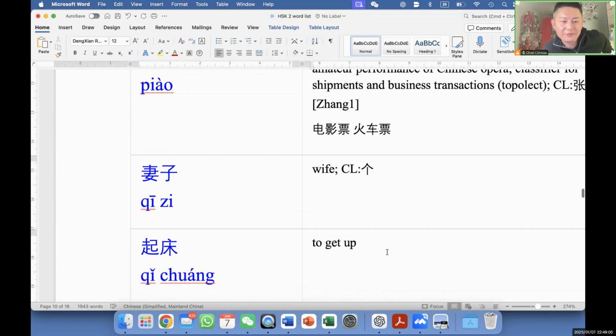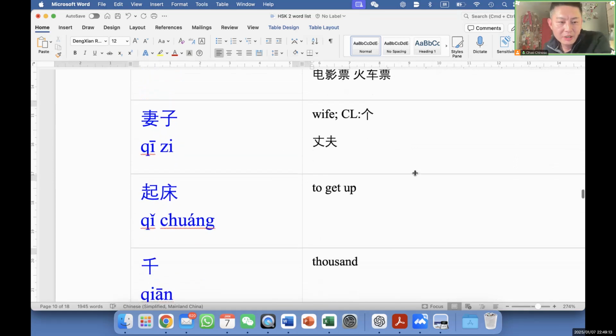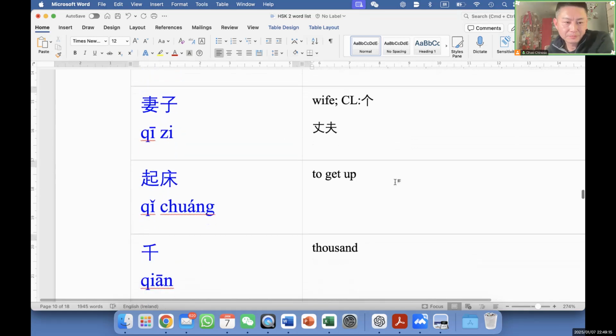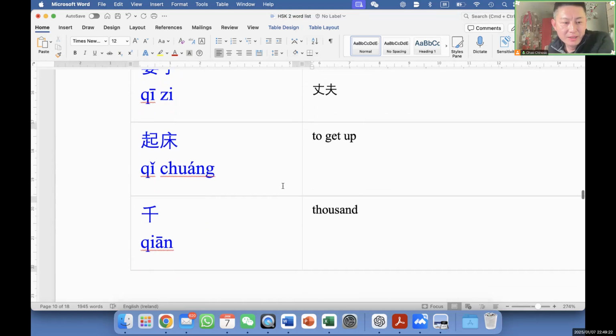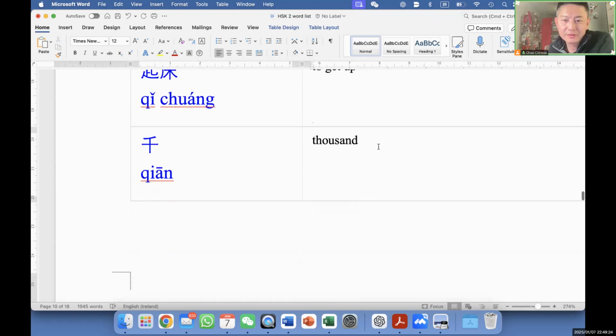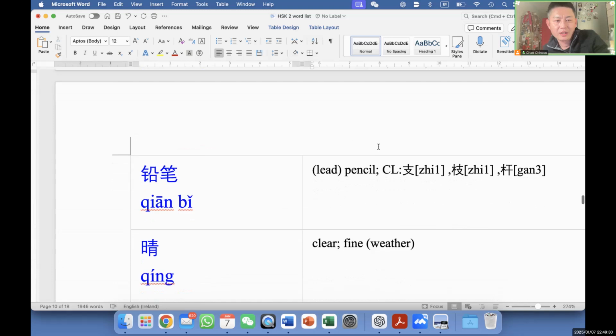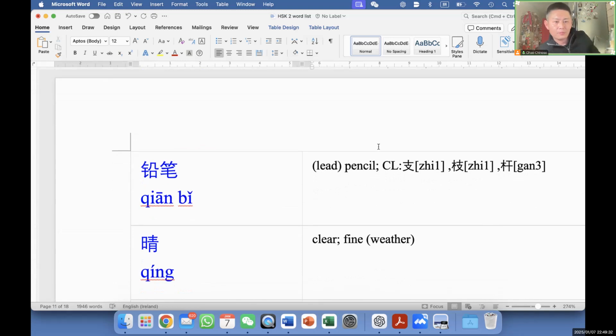妻子, wife. And the opposite of 妻子 would be 丈夫, right? Husband. 起床, to get up. 起 up, 床 bed. Up from the bed. So get up. 1000, 千, okay? 1282. Okay, 1282. 千.